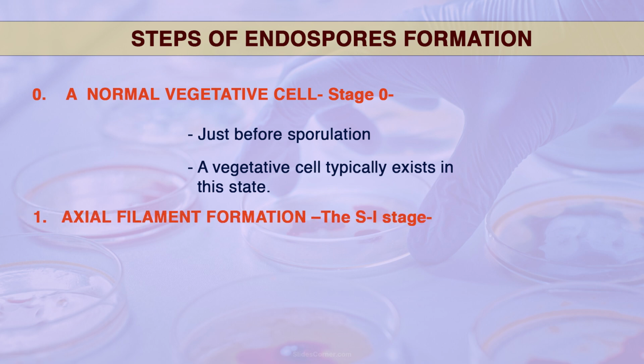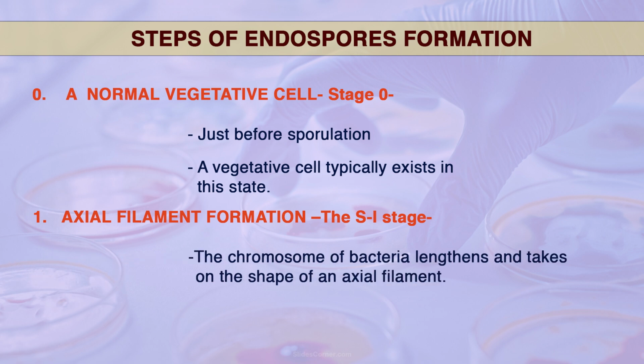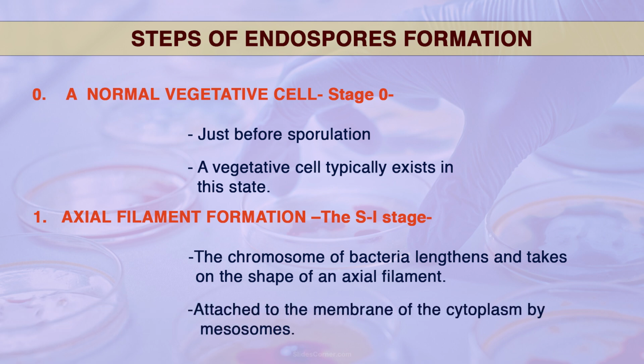The second stage is stage 1. There, axial filament formation takes place. The chromosome of the bacteria lengthens and takes on the shape of an axial filament, attached to the membrane of the cytoplasm by mesosomes. The cell of the bacteria lengthens.